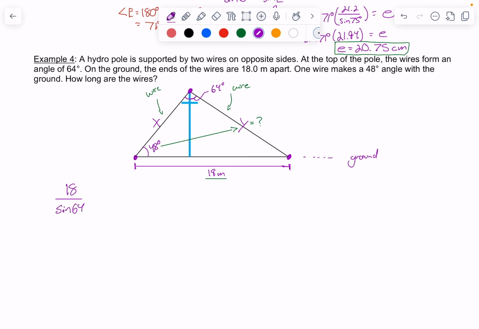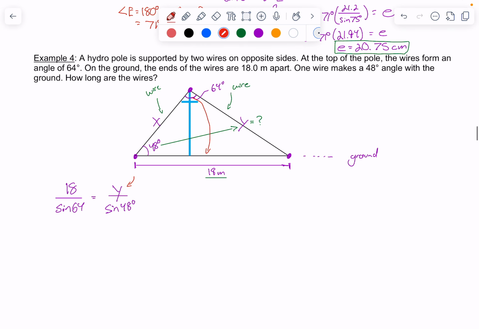This combination that I've just done in red, the angle and its opposite side length, we set equal to y over sine 48. This is your only unknown. You're always looking for these patterns: I have an angle and I have an opposite, can I use sine law? If you're able to set up a problem where you only have one unknown, then of course you can use sine law. So we're looking for that y.